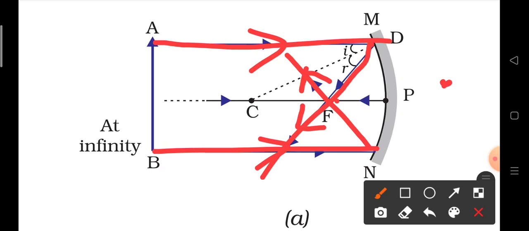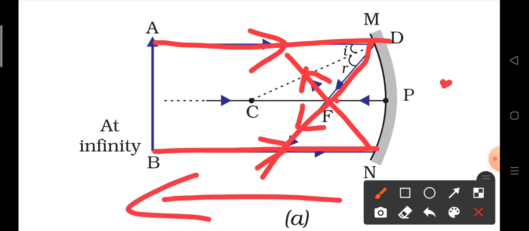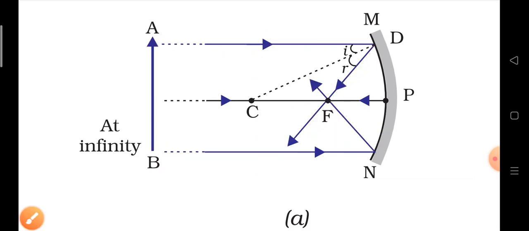Clear? Now, this is the first pattern. You are able to see the object which is at infinity is very large, and the image formed at the focus is point size, which is very small. It is on the same side of the object, means the object is on the left side of the mirror and the image is also on the left side of the mirror. It is formed by the actual intersection of reflected light rays. That is why it is a real image.